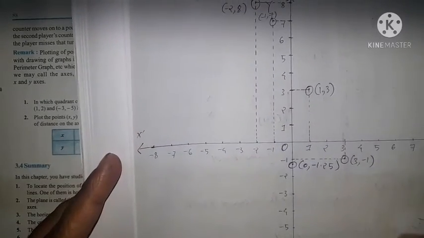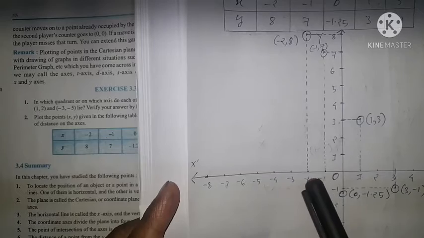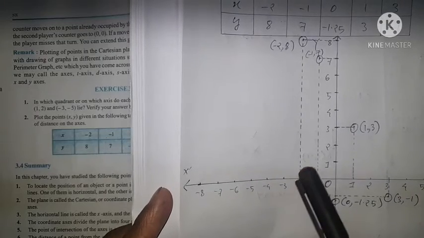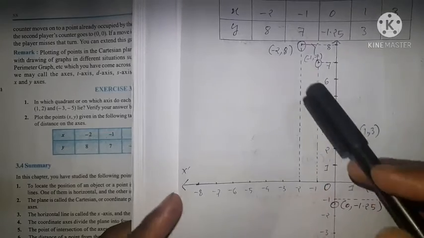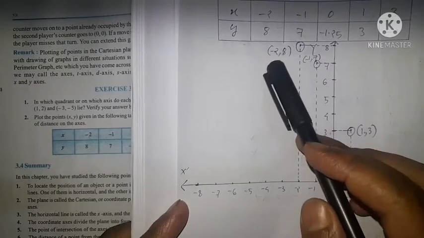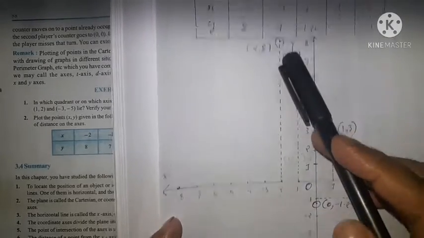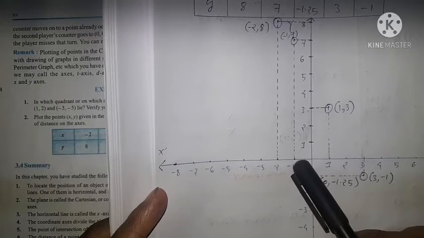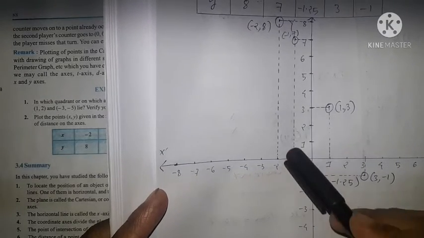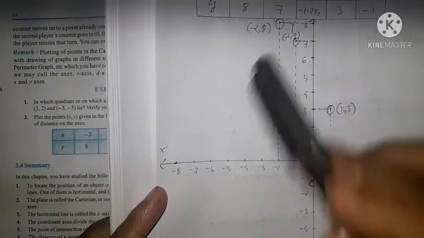So this is the Cartesian plane. The first one is (-2, 8). On the x-axis there is a movement of -2 and on the y-axis there is a movement of 8. If we draw perpendiculars, both intersect at this point. So this point is (-2, 8). Then the next point is (-1, 7). If the movement on the x-axis is -1 and on the y-axis it is 7, both the lines intersect at this point. So this is (-1, 7).